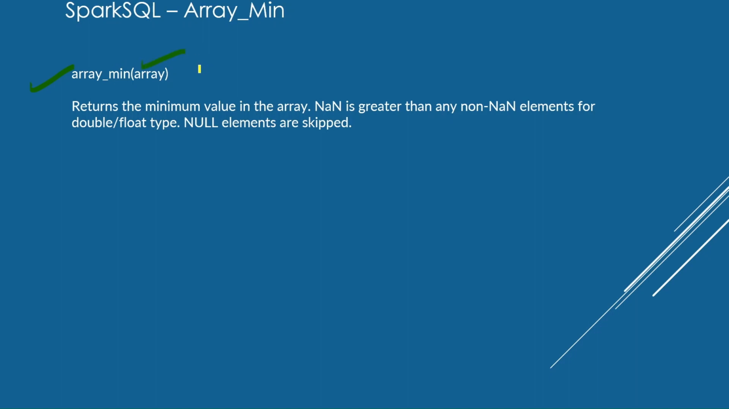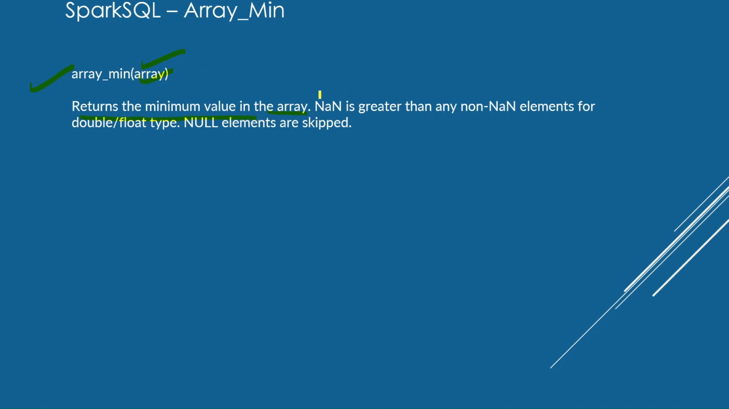And why do we generally use the array_min function? It returns the minimum value in the array. Whatever the minimum value present in this array, the array_min function is going to return that value.